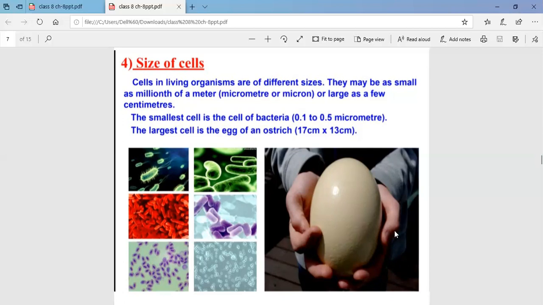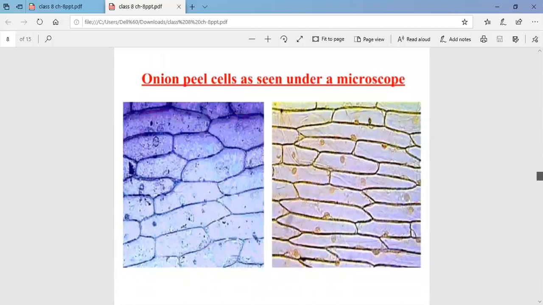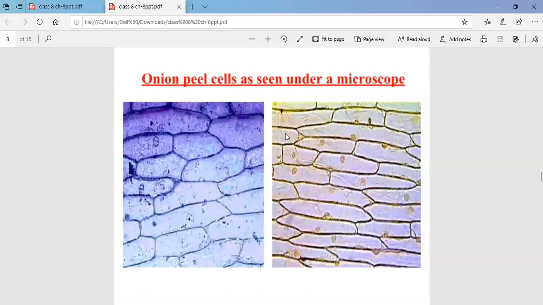Next, children, I can show you one diagram. It's very important that you know the relation between the size of the cell and the size of the animal. This is onion peel cells as seen under a microscope. This is an activity. If we see onion peel under a microscope, we can see rectangular shaped boxes. This is an enlarged picture of the onion peel seen under the microscope. With the naked eye, we can't see such pictures. These rectangles are formed like a honeycomb, and boxes are formed in the same way in the onion peel.